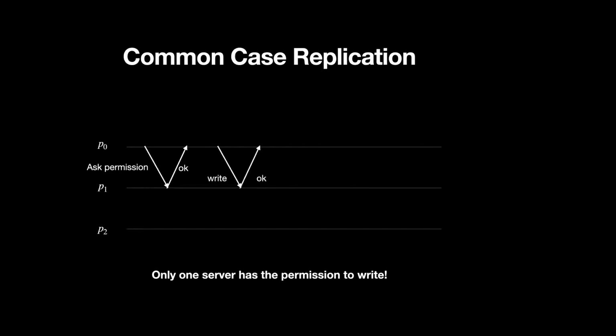the rule that is exploited here is that only one server has the permission to write. Let's say P0 is the leader and it wants to write to P1's memory. It would ask for the permission. The permission is granted, and now P0 can go ahead and write to the memory of P1. Now, if P2 comes back and asks for the permission, it would be granted to P2, and P2 would be able to write to the memory of P1.